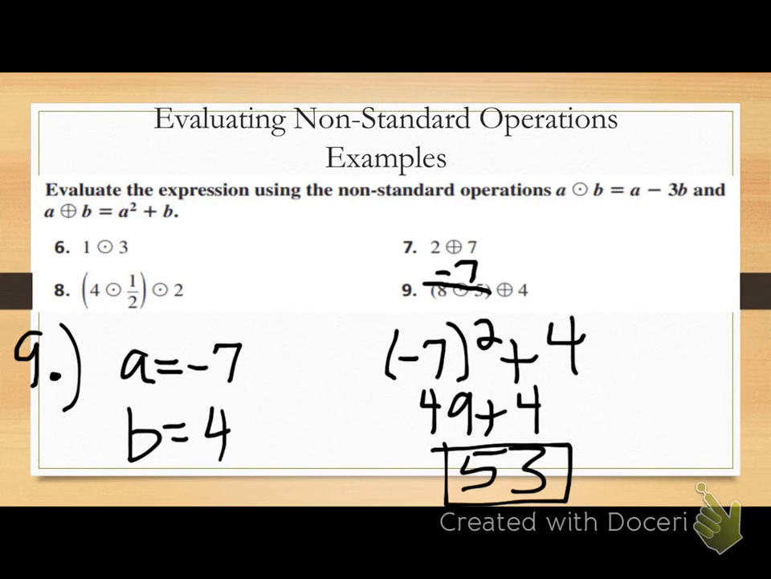Any confusion on number 9? We're getting the hang of it? I did it wrong, but I still got the right answer. How'd you do that? I forgot to add the negative. Gotcha. Okay, can I erase and move to 8? Yes, sir. Last one.